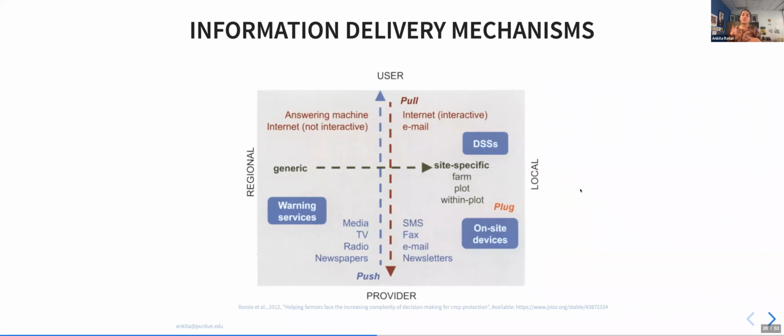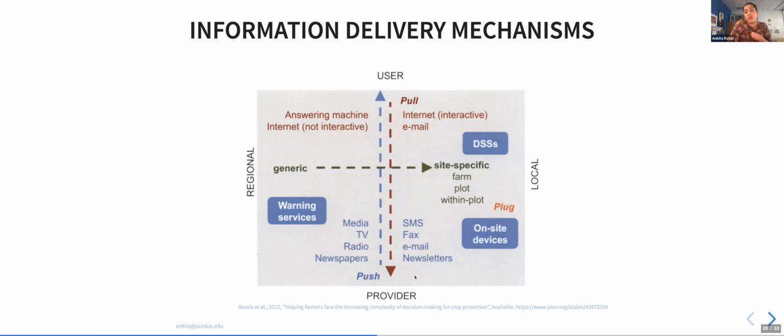But that same group of researchers also looked at optimal information delivery mechanisms for different kinds of spatial scales and directionality of the information, right? So warning services that are more along the lines of extension materials, that's where you really want to be able to push information out to users. For example, a map displaying disease spread. IoT devices or on-site devices that are typically comprised of an in-field sensor, as well as a couple of other pieces, are often great data collection tools when you need to get local data. And so you can see how different kinds of tools sit on these axes.